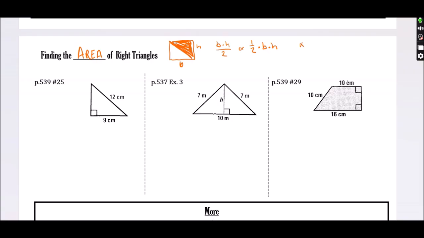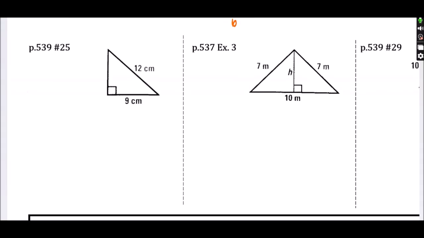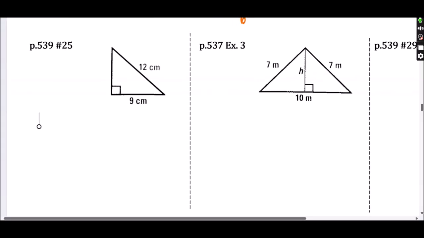We're still going to round to the tens place, okay? So let's just start question 25, but then you're going to finish 25, do example 3. We're going to work through number 29 together. So let's just start then on these first 2. I'm going to zoom in just a smidge here. Okay, so these are the 2 we're going to look at.